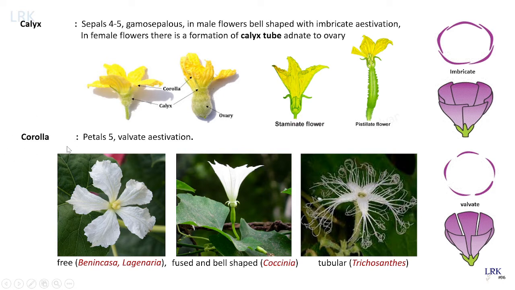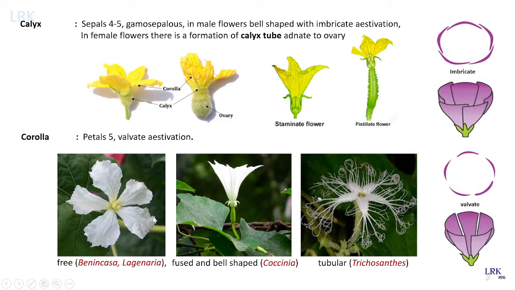Coming to the petals, petals are 5, but petals are free. They are not fused in many of the members, but in some members they are fused. Valvate aestivation is seen in this also. Valvate aestivation means just the edges are touching, or they are very close to each other, but they never overlap. Such an arrangement is known as valvate aestivation.